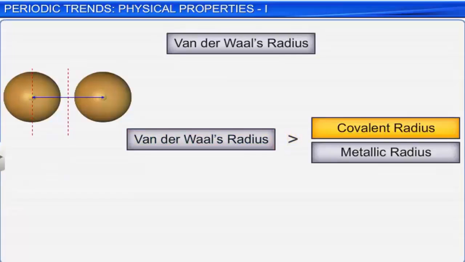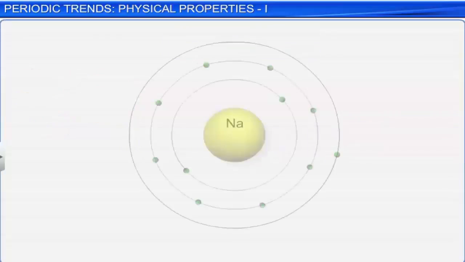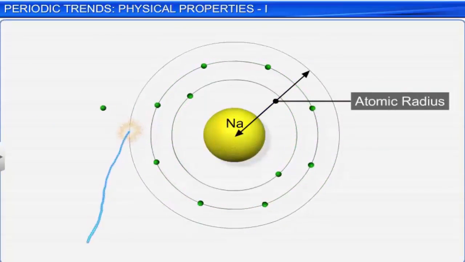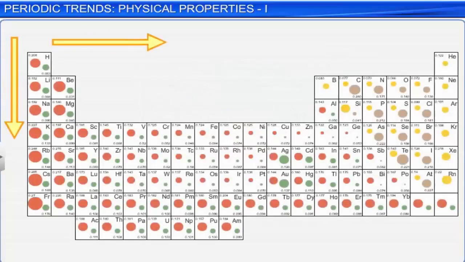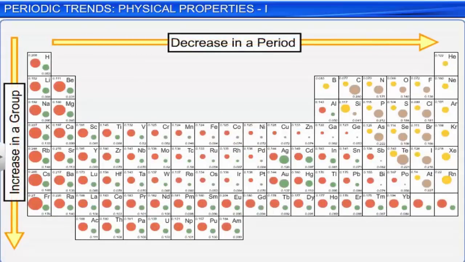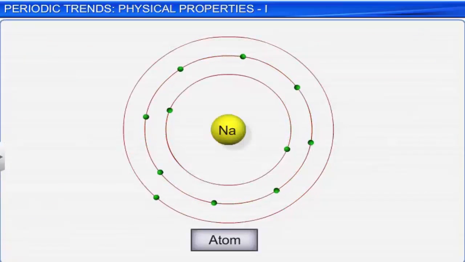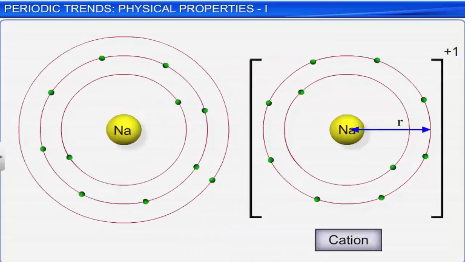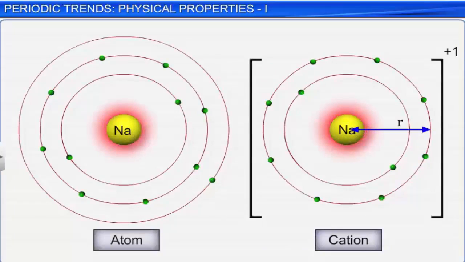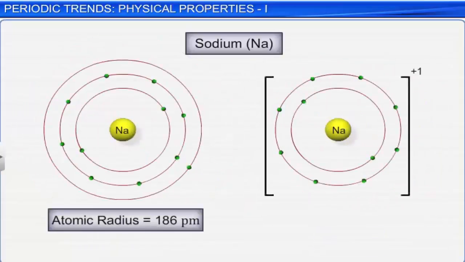The radius of an atom changes when it loses or gains an electron to form an ion, and the resultant radius is called ionic radius. Ionic radii exhibit the same trend as the atomic radii. When an atom loses an electron, it forms a positive ion called cation. The radius of a cation is always smaller than its parent atom because, while the nuclear charge remains the same, the number of electrons is decreased. This results in increase in the nuclear attraction on the valence electrons, leading to decrease in the size of the atom. For example, the atomic radius of sodium atom Na is 186 picometers, whereas the ionic radius of sodium ion Na+ is 95 picometers.